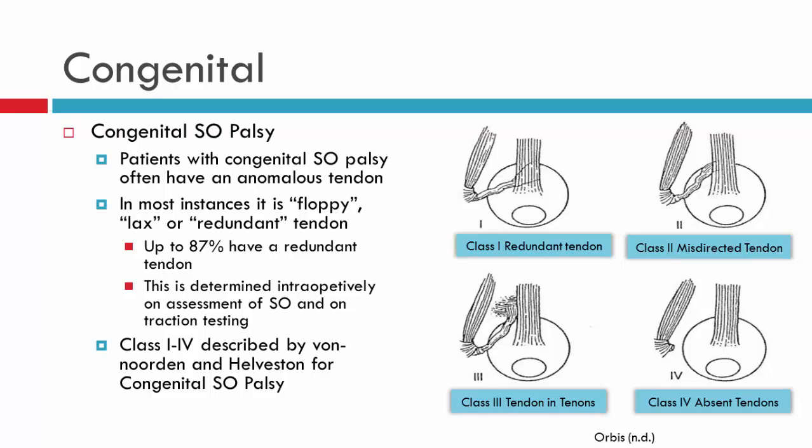Again, you will not be able to determine the cause of the congenital fourth nerve palsy until the patient is in theatre and that superior oblique is explored. However, as a clinician, you would assume that the patient has a floppy tendon until proven otherwise, given the statistical possibility that it is a floppy tendon.